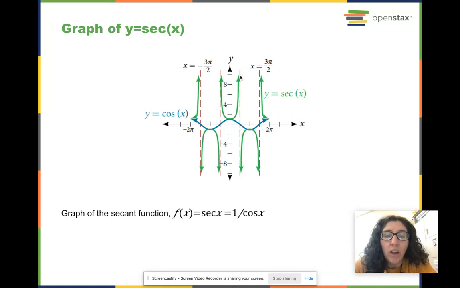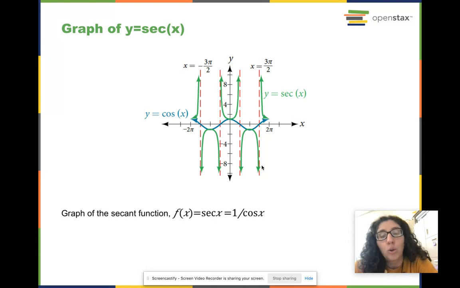All right, so 1 over cosine of x is going to have asymptotes where cosine is 0. That's going to happen at pi halves, 3 pi halves, negative pi halves, negative 3 pi halves, and go on forever. And here's the nice thing. Here's how we graph a secant. We graph cosine, we draw the vertical asymptotes where it crosses the x-axis, and then we just draw these little u's.